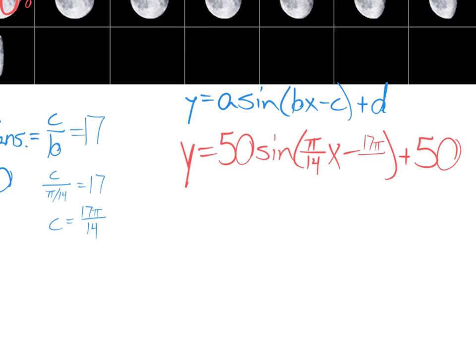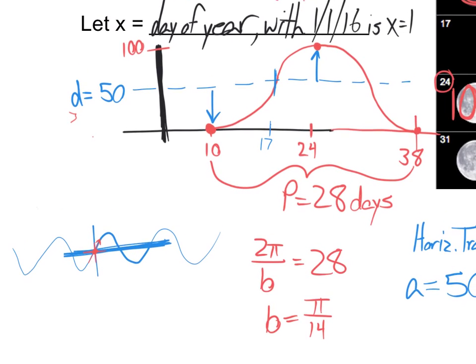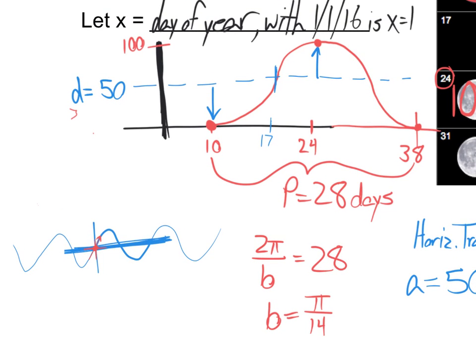17 pi over 14 goes right there. Why? Please, how do you get D and B over C? Okay. So, for D and B over C, D is always going to be where your midline ended up. Because our parent function had a midline at 0. So up here, it's evenly spaced about 50.